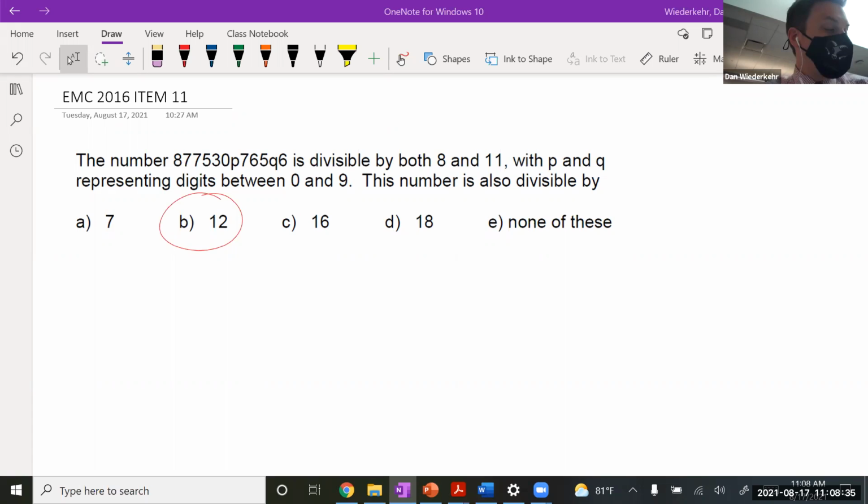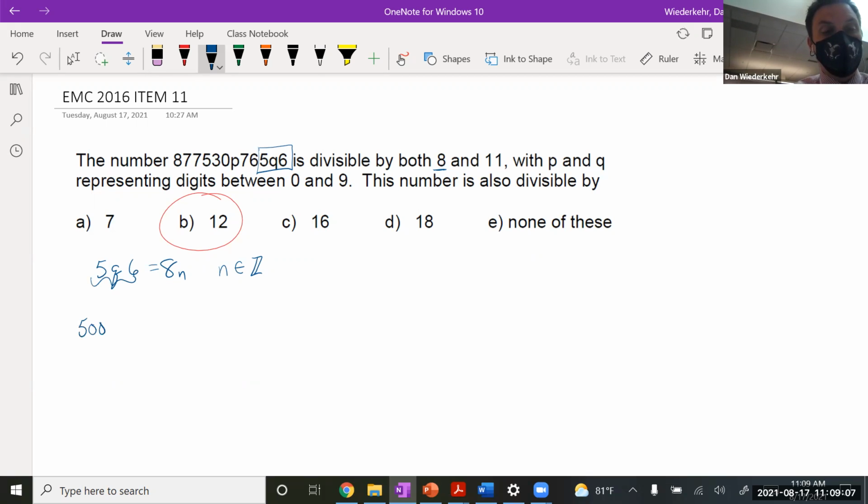Now, it helps if we start by understanding what the rules of divisibility are here. Right? So we want divisibility by 8, and we want divisibility by 11. Now, for 8, divisibility by 8 means that the last 3 digits have to be divisible by 8. In other words, 5Q6 is equal to 8 times some number n, where n is an integer. Or let's expand this out because 5Q6 is not proper mathematical notation: 500 plus 10Q plus 6 is 8 times the number.